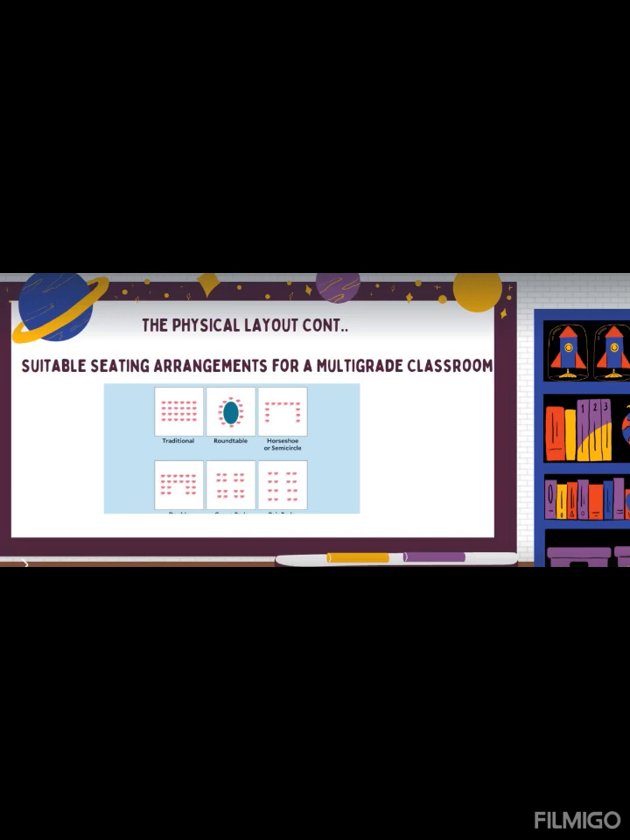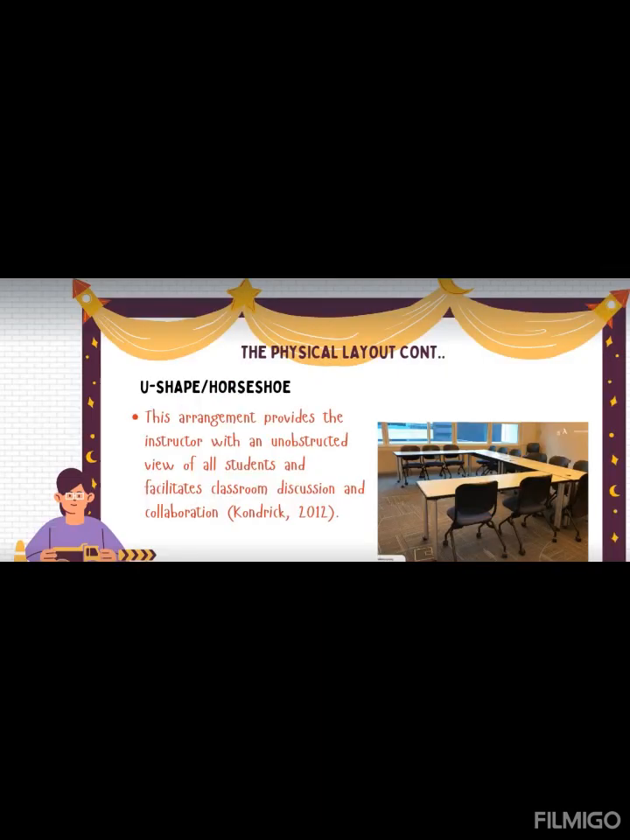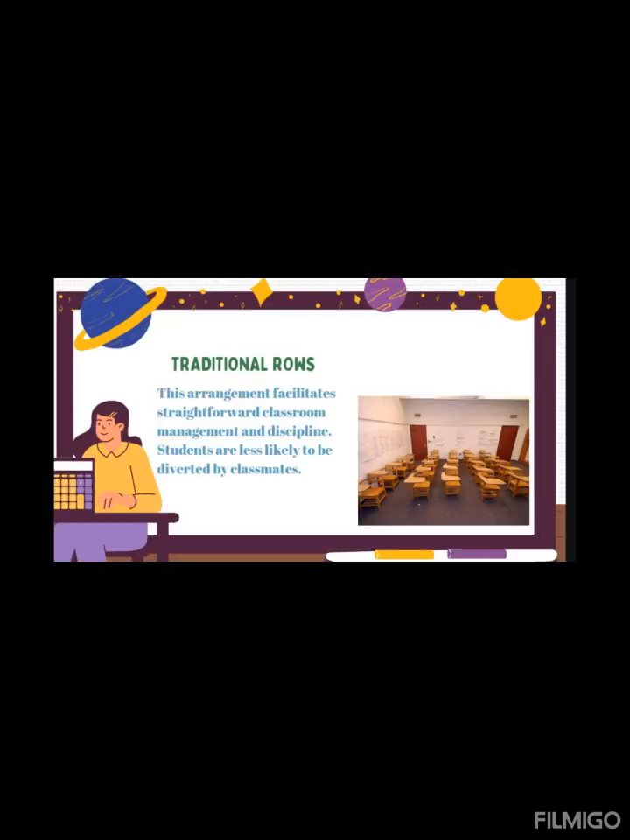and administrative resources. Now we're going to look at the seating arrangement in our multigrade classroom. We're going to start with the U-shape or horseshoe seating arrangement. The U-shape or horseshoe seating arrangement provides the teacher with a clear view of the students. It also promotes participation, collaboration, and discussion. This seating arrangement is ideally suited for classes that emphasize class discussion and group projects.